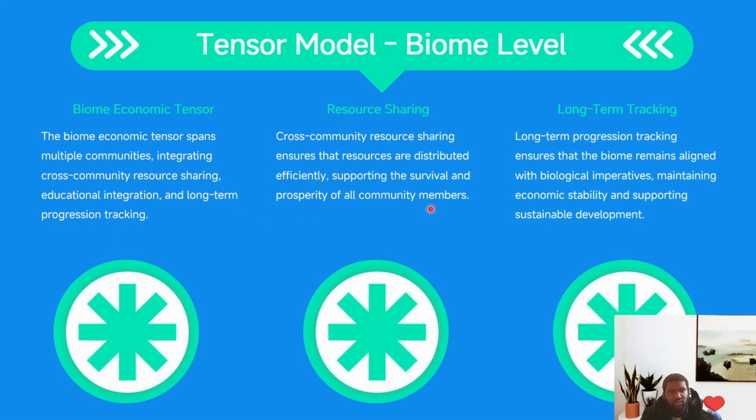The Tenzer model. Biome economics tends to span multiple integration, community sharing, education, and long-term progress. Resources come down to resource sharing. Basically, the Tenzer model is the biological system with the park, the food, the water, the experience of the world around you, and the progress of targeting. The long-term progression aligns with this because of the stability of the support system. The goal is to support a new type of people that have potential, people who want to work and not be stressed.